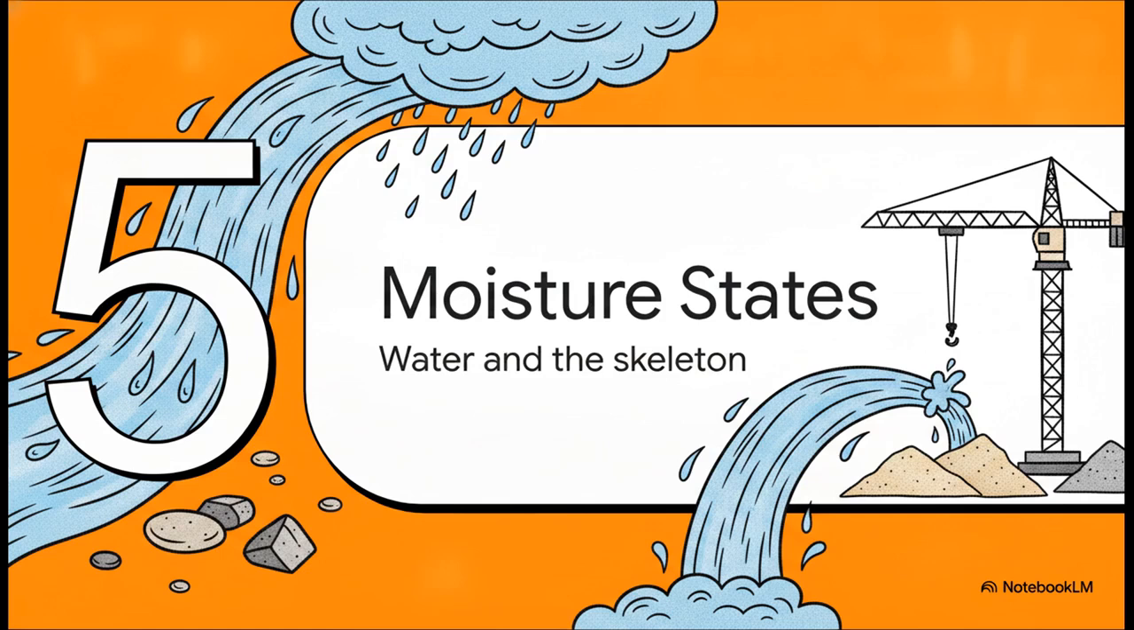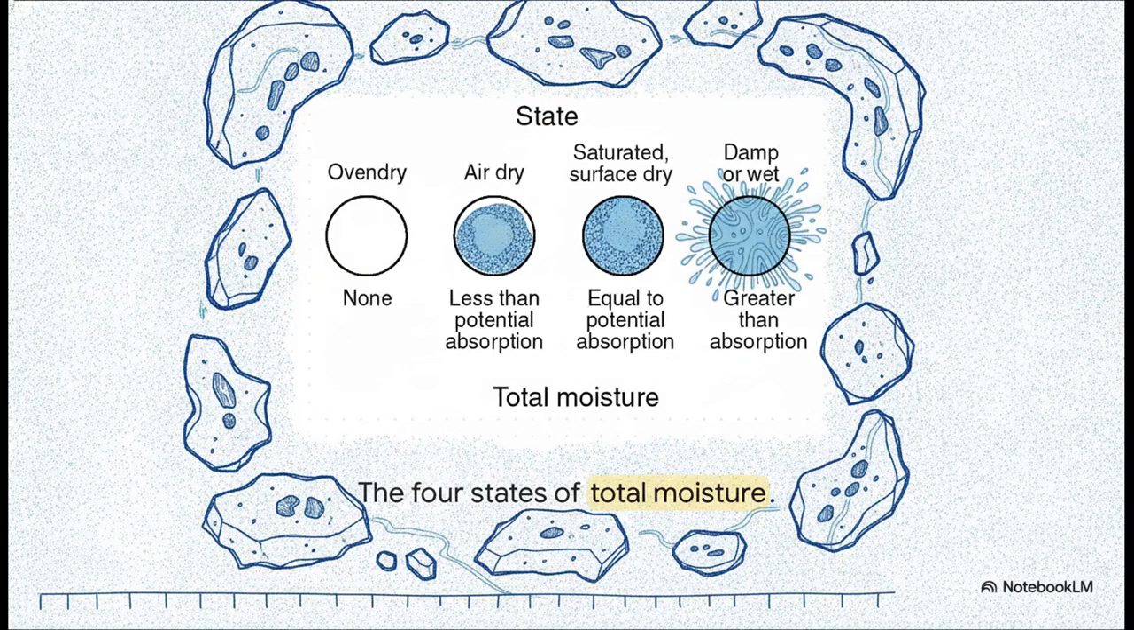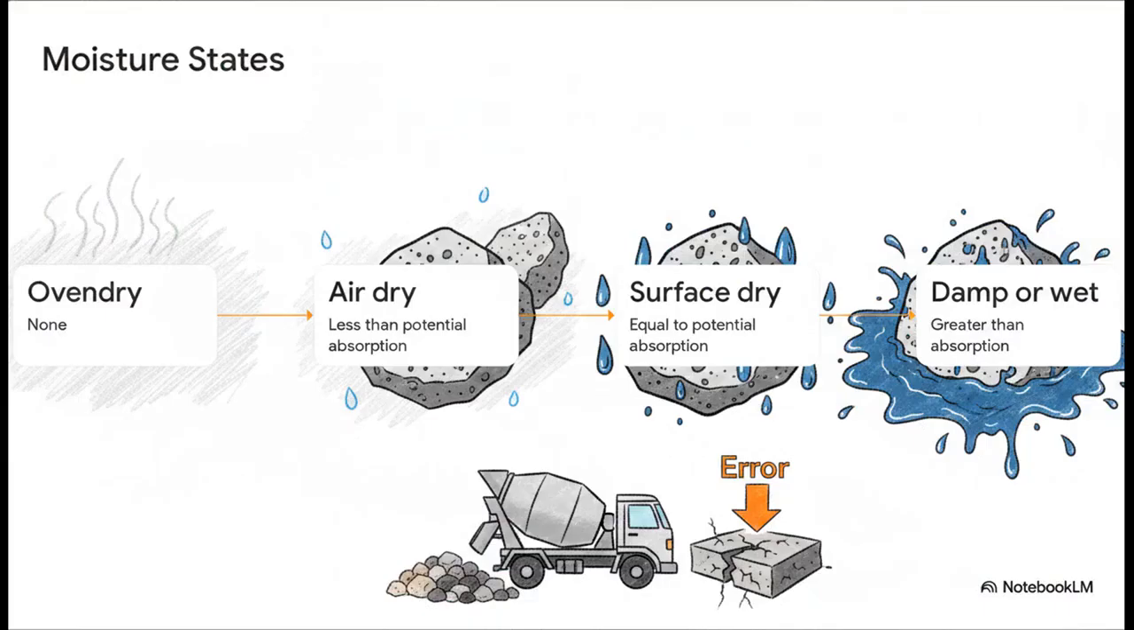Section 5. Aggregate moisture states. Water and the skeleton. Okay, so once the grading and size distribution are theoretically perfect, we have to introduce a highly variable real-world element, water. When we think about rocks and gravel, we usually picture them as completely solid and impermeable, right? But they aren't. They have microscopic pores, meaning they act kind of like hard sponges that absorb moisture from their environment. Because of this, aggregate can exist in 4 highly distinct moisture conditions.